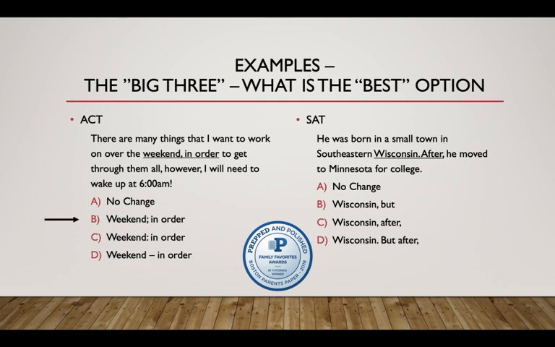So if I'm looking at that, I don't really want answer choice A, because it shifts the focus from being an independent clause to being dependent, but I have a period. Let's look at our other answer choices. I have comma but, which is kind of like a period. Interesting. I have commas around after. Careful, that would make that non-essential, suggesting he was born in a small town in southeastern Wisconsin. He moved to Minnesota for college.